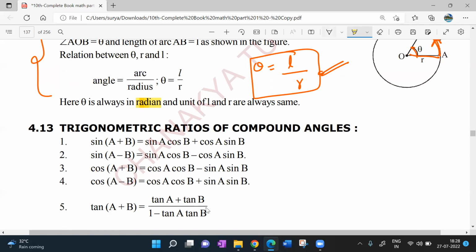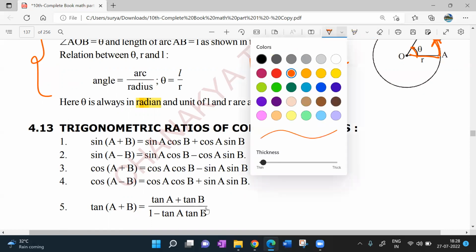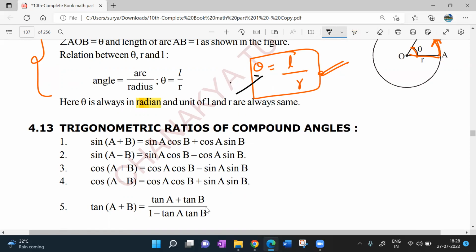Sometimes he will give you theta and ask you to find the L value. Sometimes he will give you L and R and ask you to find theta. So different things will be given to you and asked, but you have to use the same formula.